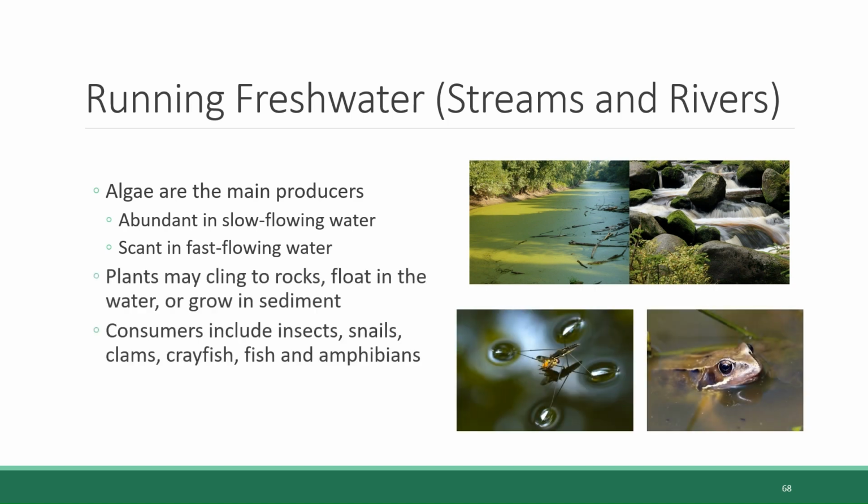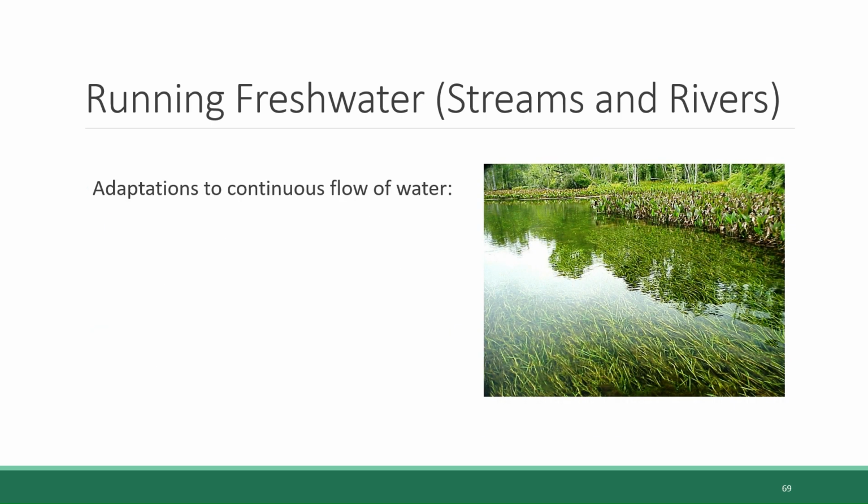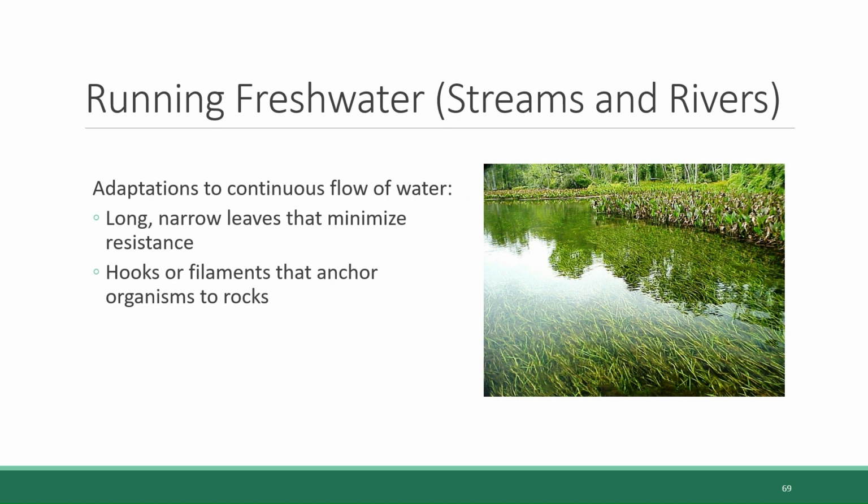The algae and aquatic plants will support the consumers in the food chain, which include insects, snails, clams, crayfish, fish, and amphibians. And just like we talked about the intertidal zone and how organisms need to be adapted to the flowing in and out of water, organisms that live in running fresh water have to be adapted too. Aquatic plants may exhibit long, narrow leaves that minimize resistance to the flowing water, such as the ones you see in this photo. Animals, such as insects, may have hooks or filaments that allow them to anchor to the surfaces and avoid being washed away.